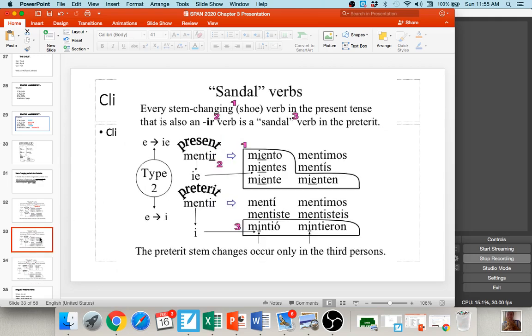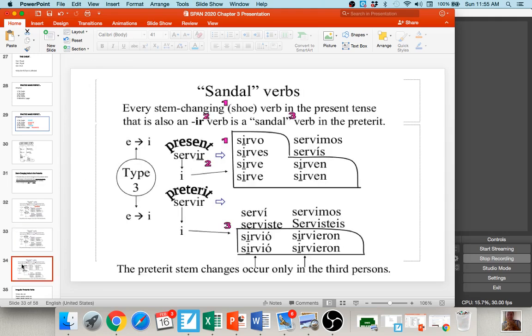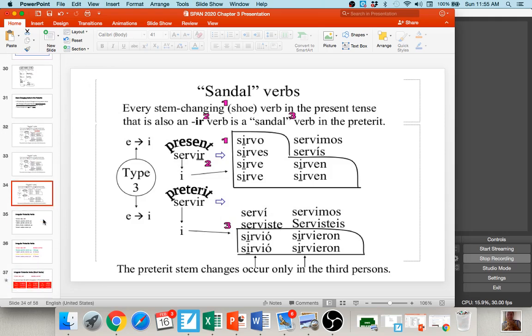You can see an example here of the verb mentir, which means to lie. And you can see how in the present tense we've changed our E to an IE in the boot. Therefore in the preterite it's only going to change from an E to an I, and it's only happening in the sandal. So mentí, mentiste, mintió, mentimos, mentisteis, mintieron. Okay, and then here's another example of an E to I verb in the present. Again, only changing from E to I in the preterite, but only in the sandal. So serví, serviste, but sirvió and sirvieron down here. Okay, hopefully that's not too bad for you.